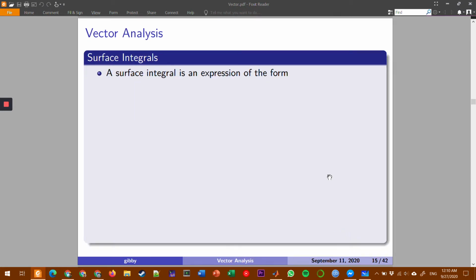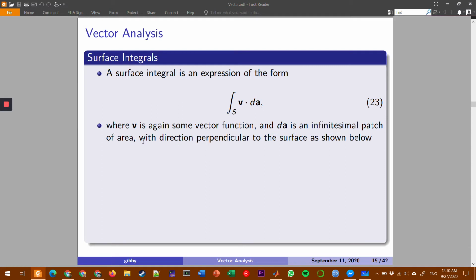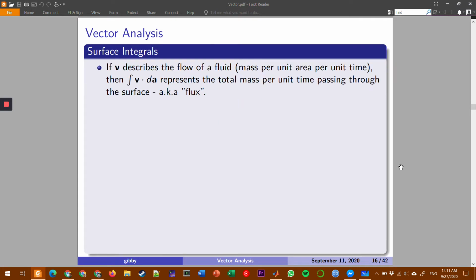Now let's take a look at the surface integral. A surface integral is an expression of this form. Instead of v dot dl, this time we have v dot dA, given in equation 23. Where v is again some vector function, and dA is an infinitesimal patch of area with direction perpendicular to the surface as shown. So that's your dA, always perpendicular to the surface.